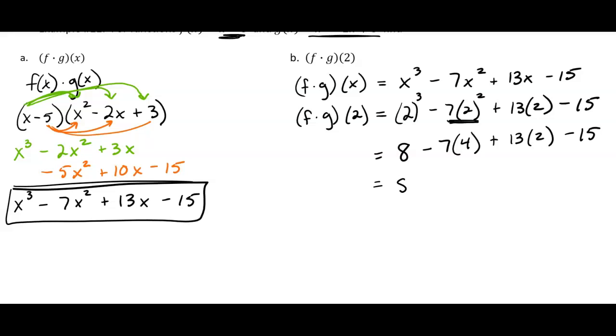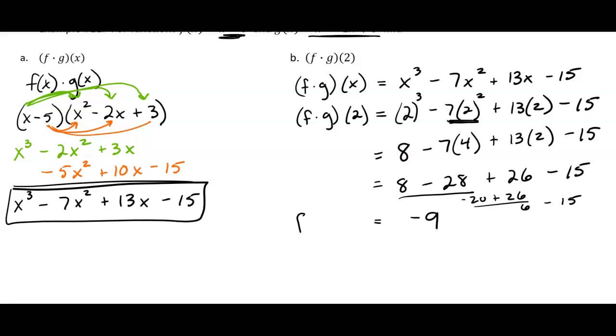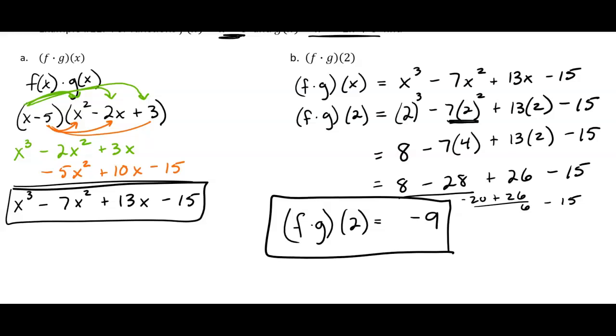Okay, so now I have 8 minus 28 plus 26 minus 15. And what's that? Okay, so I got a negative 2 and a 6. I think it's going to all add up to be negative 9. But let's check. That's a negative 20 plus the 26. That'd be 6 minus 15. Yeah, okay, I like that. So f times g of 2 equals negative 9. So we get a value there. Okay.